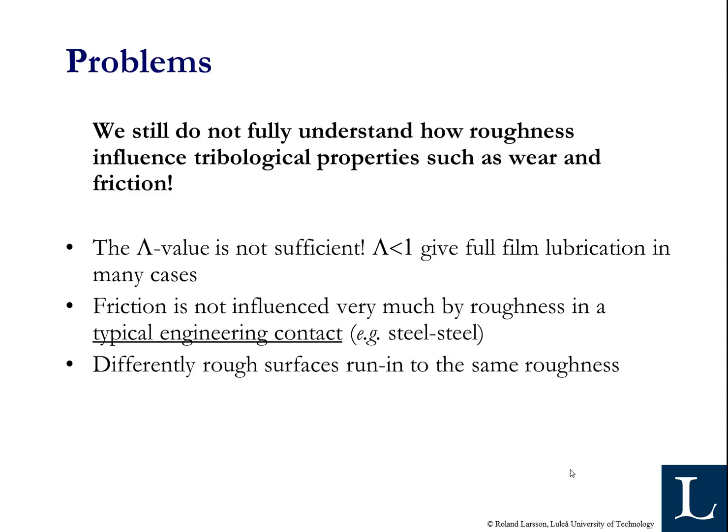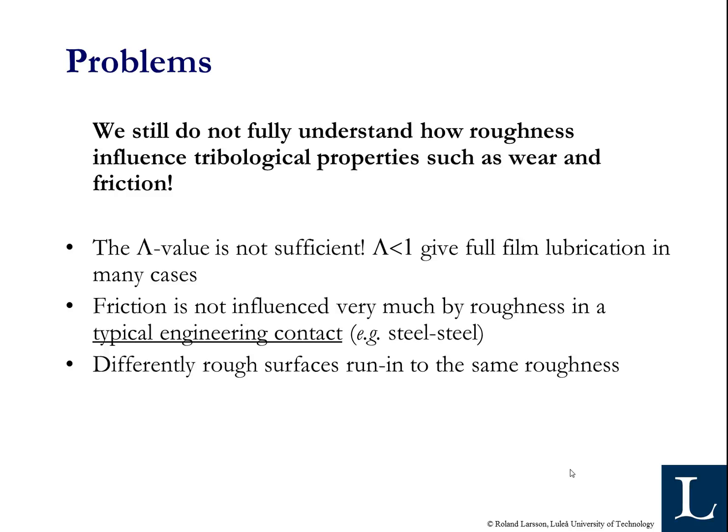If you take two steel surfaces with different surface roughness within a reasonable span of surface roughness heights, then you may find that the friction is more or less the same. It doesn't really matter if the Ra is 0.3 micrometers or if it's maybe 2 micrometers.